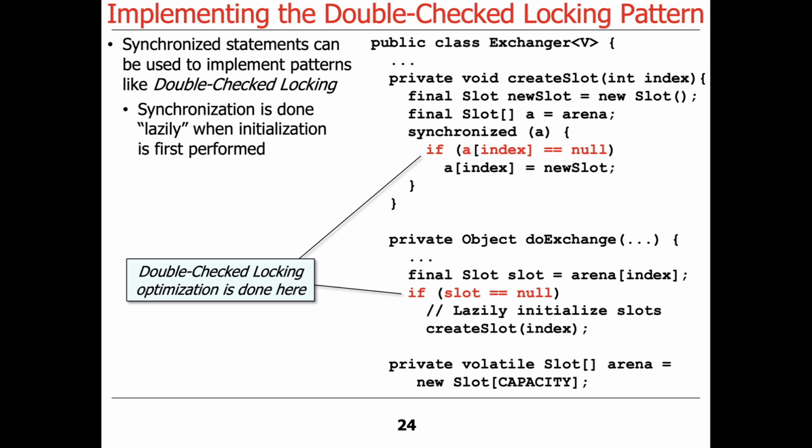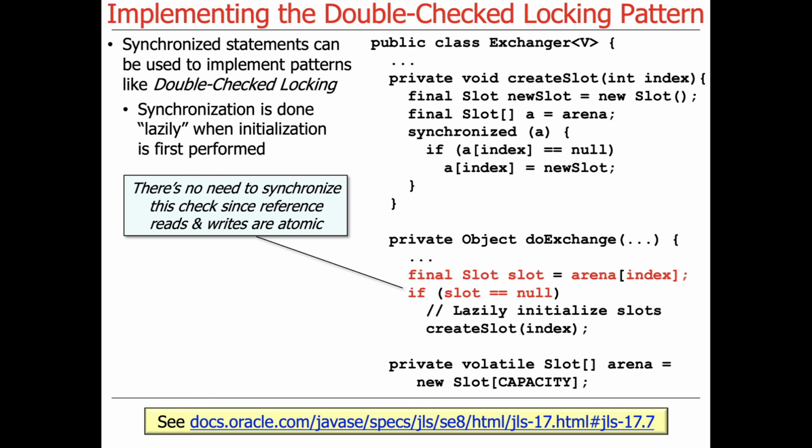And this is the double-checked locking. We first check to see if it's null, and only if it's null do we go ahead and acquire the lock. If it's not null, we don't acquire the lock. So that's basically the gist of the double-checked locking optimization pattern.